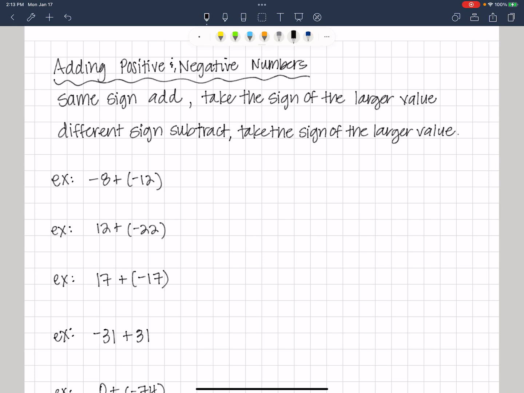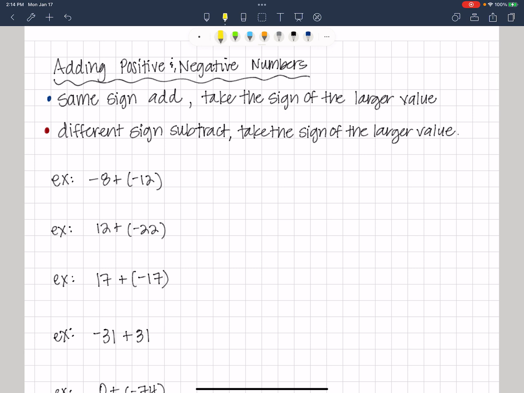When we are adding positive and negative numbers together, there's two rules that I remember. The first one is if I'm adding two numbers with the same sign, I add the two values and take the sign of the larger value. If I'm dealing with two different signs, I say different sign, subtract, and take the sign of the larger value. So let me show you through an example.